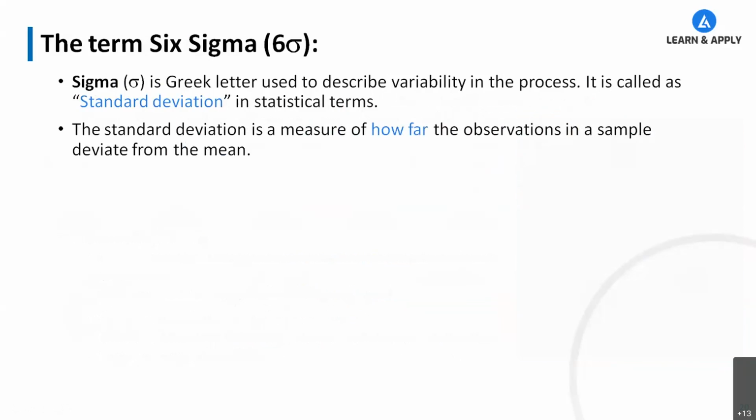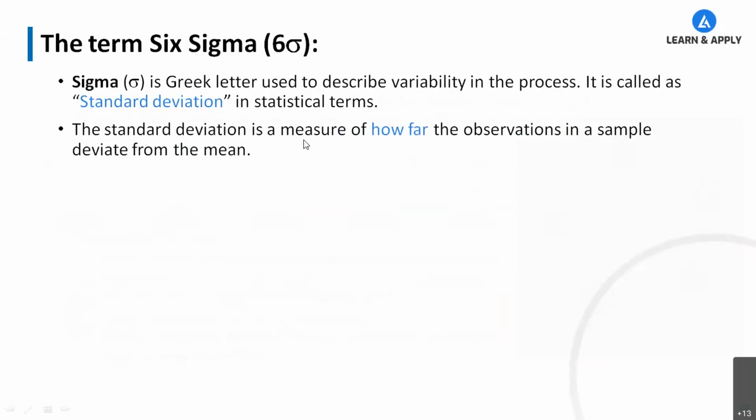So why the term Six Sigma? We will see first the Sigma. Sigma is a Greek letter used to describe variability in a process. It is called standard deviation in statistical terms. We have been studying the Sigma at school level as well. So actually it's a Greek letter, and statistically its meaning is standard deviation.